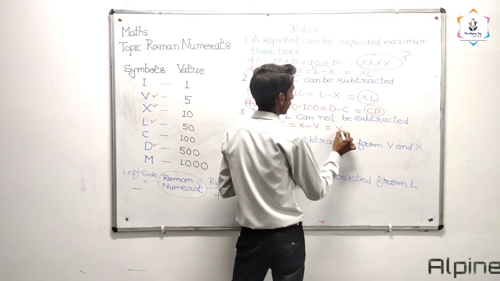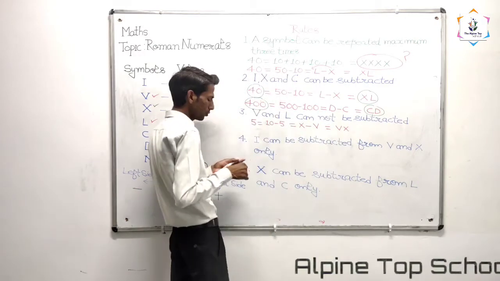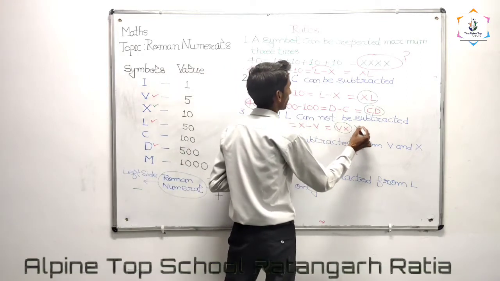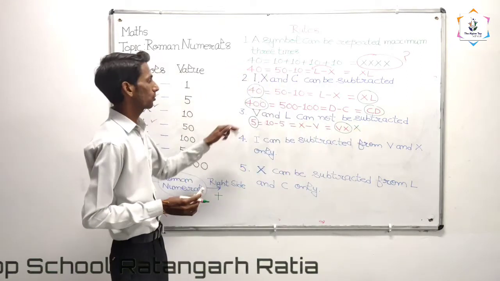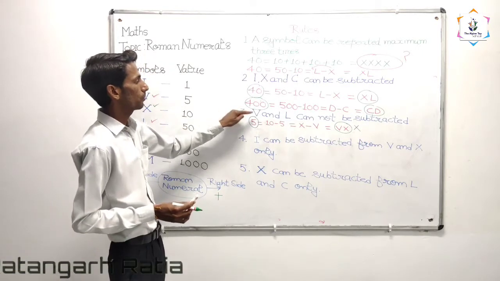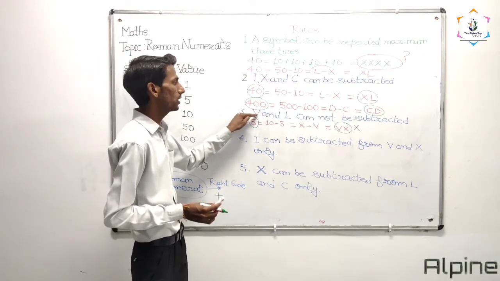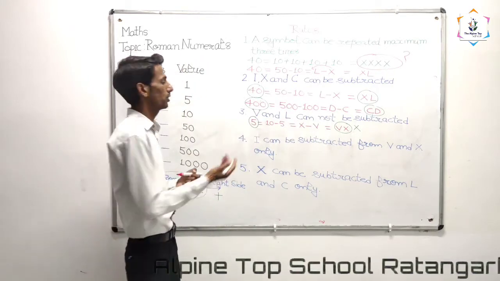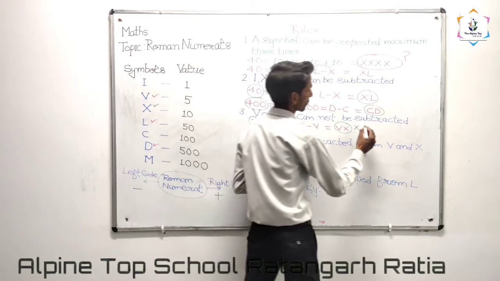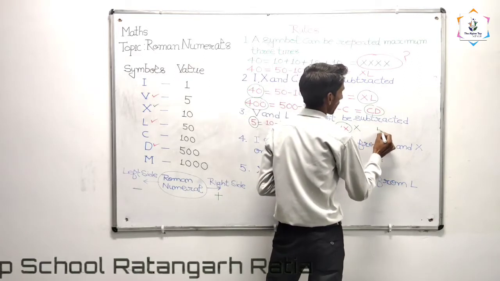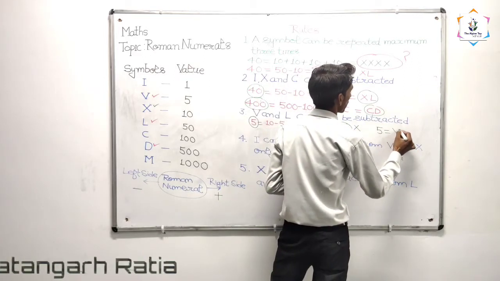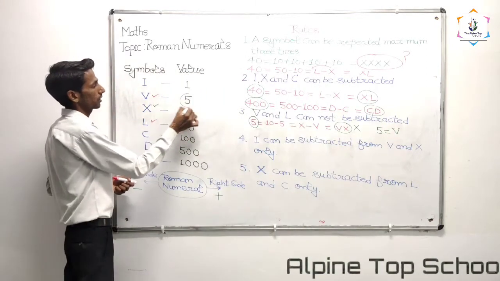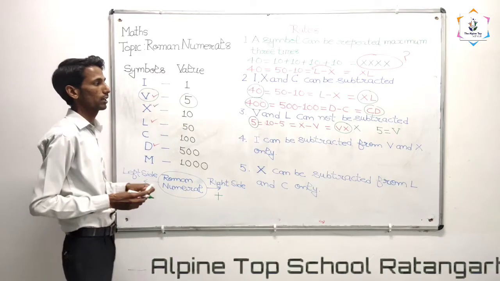It means VX. I can use to write 5, but this is not correct, because according to the Roman numerals rule, V cannot be subtracted. Then what will be the specific symbol to write 5? Obviously, students, you know the specific symbol to write 5 is V, that I have already mentioned here in the beginning. Okay, for 5. Clear? I hope you have clear.